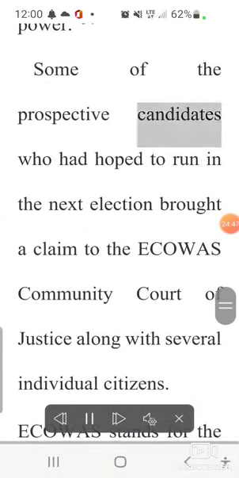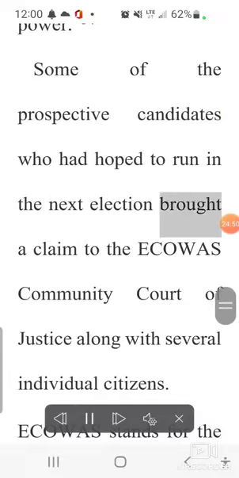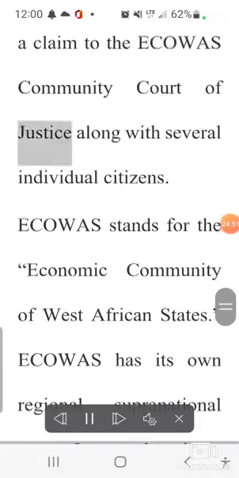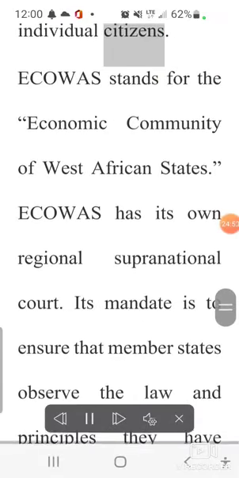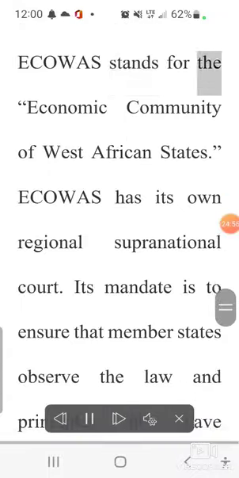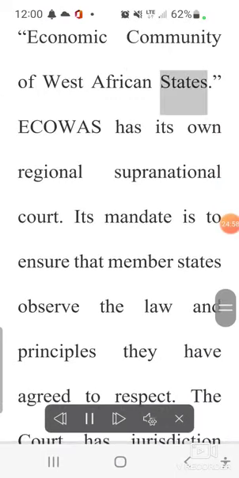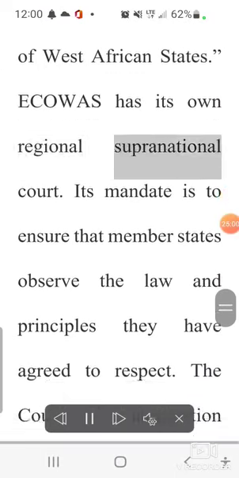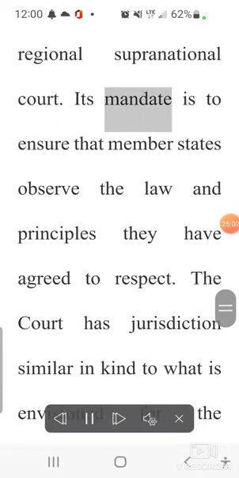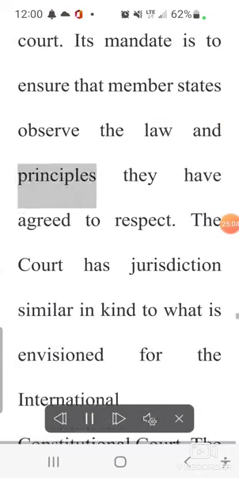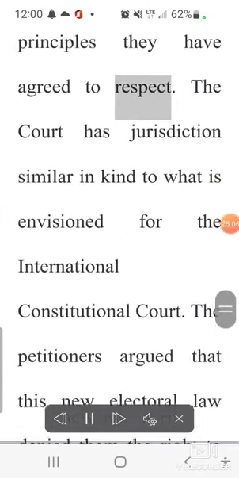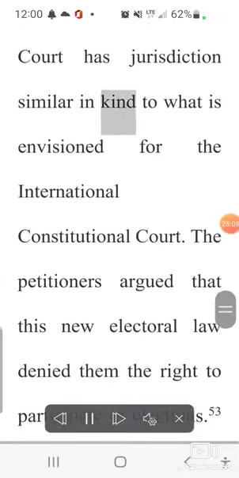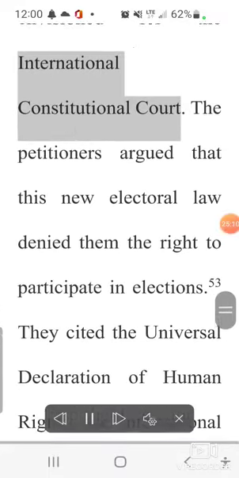Some of the prospective candidates who had hoped to run in the next election brought a claim to the ECOWAS Community Court of Justice along with several individual citizens. ECOWAS stands for the Economic Community of West African States. ECOWAS has its own regional supranational court. Its mandate is to ensure that member states observe the law and principles they have agreed to respect. The court has jurisdiction similar in kind to what is envisioned for the International Constitutional Court.